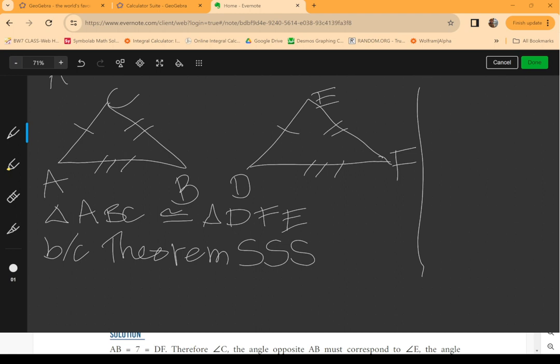Because of triangle congruency, we could have statements like angle A congruent to angle D, angle B, excuse me, what am I doing here? Okay, so here, angle B congruent to angle F.